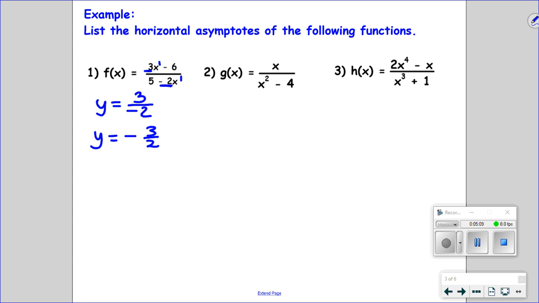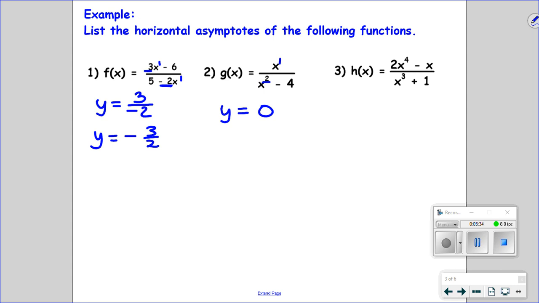All right, let's look at example 2. g of x equals x divided by x squared minus 4. The degree of the numerator is 1. The degree of the denominator is 2. When the degree of the denominator is bigger, your horizontal asymptote is automatically y equals 0, which is the x-axis.